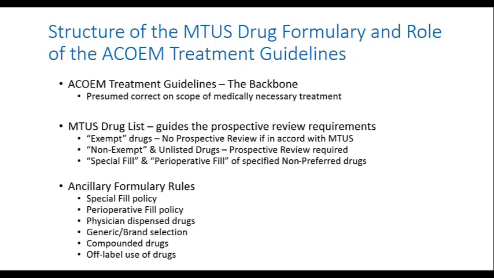We can think of the MTUS drug formulary as having three essential parts. Number one, the ACOM treatment guidelines, which are the backbone to the formulary. Number two, the MTUS drug list, which guides prospective review requirements. And third, the ancillary formulary rules. The MTUS drug list is not a standalone document. It must be used in conjunction with the adopted ACOM treatment guidelines, which are presumed correct on the scope of medical treatment.